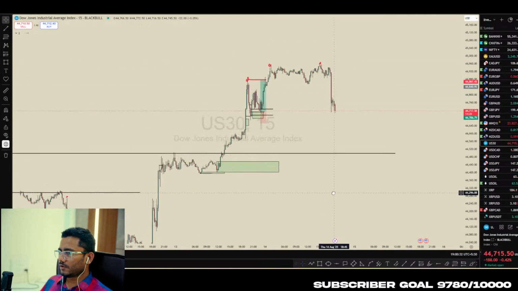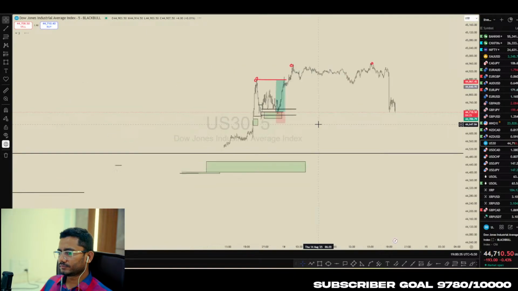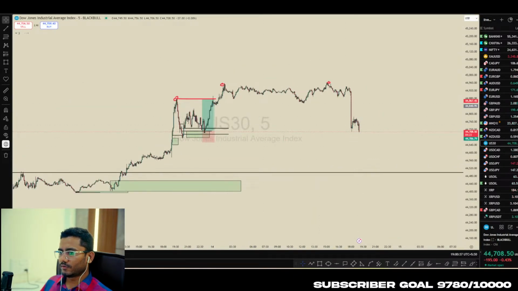Now the US30, it can shoot to the upside. Let's see. Maybe downside now.